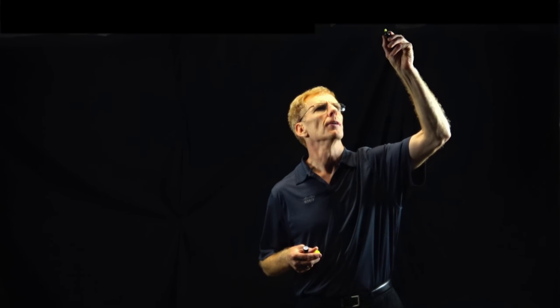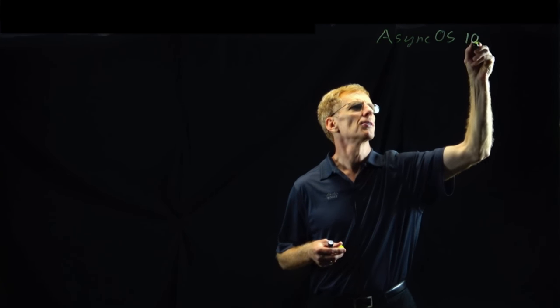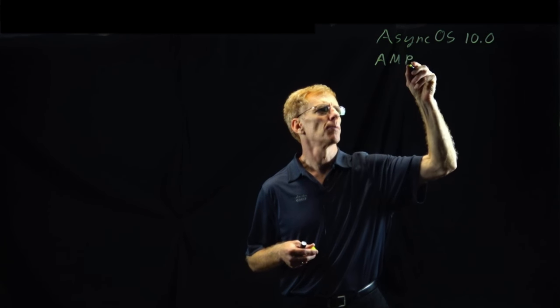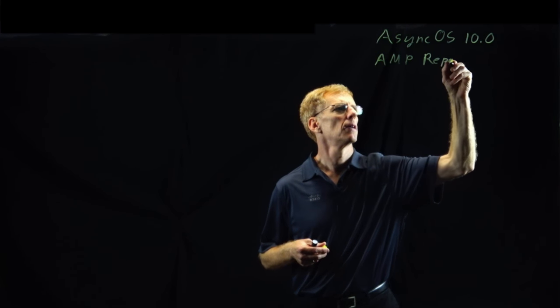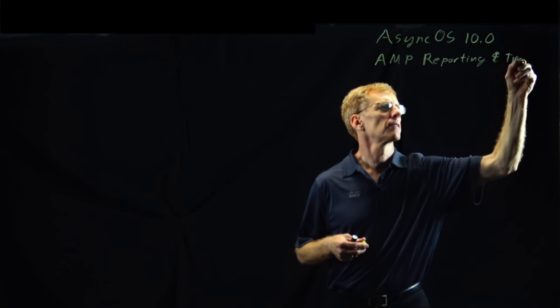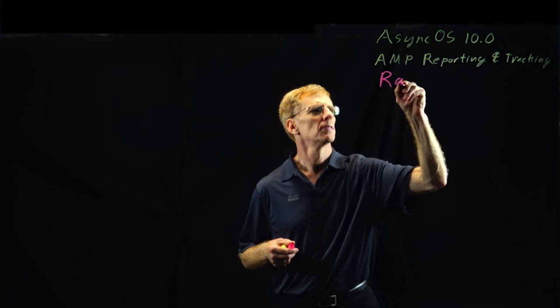Today, we'd like to talk to you about the features in the latest release in email security, and that is AsyncOS 10.0. The specific feature that we're going to look at is advanced malware protection reporting and tracking, and that is message tracking. So what are we reporting and message tracking on? It is going to be the renowned ransomware.